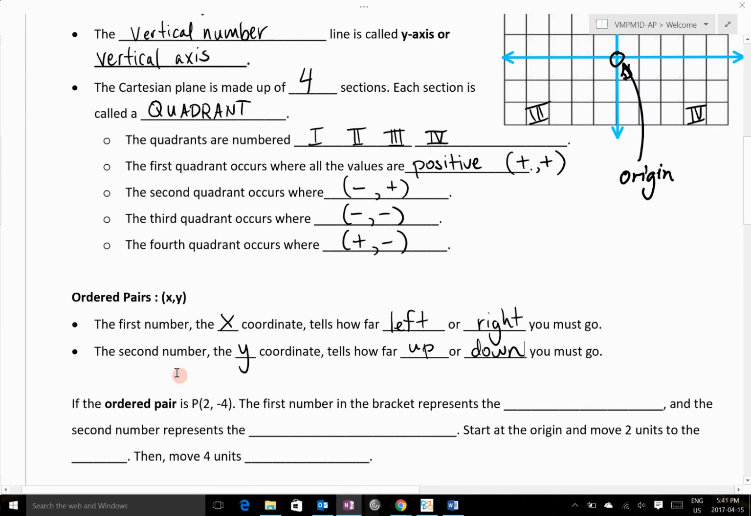Okay, so when we look at the ordered pair (2, -4), the first number in the bracket represents the x coordinate. So that 2 is my x coordinate. And the second number represents the y coordinate. So the -4 is the y coordinate. So you start at the origin, you move 2 units to the right, and then 4 units down. For the x values, if it's positive, you go right, and if it's negative, you go left. For the y values, if it's positive, you go up. If it's negative, you go down. So 4 units down.